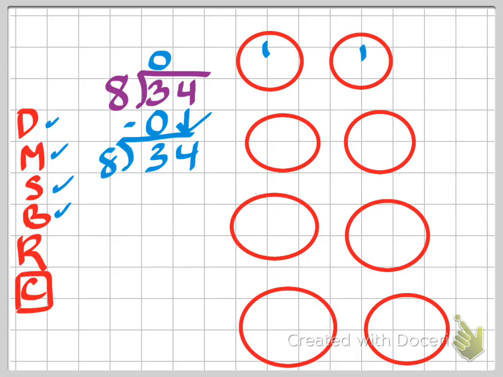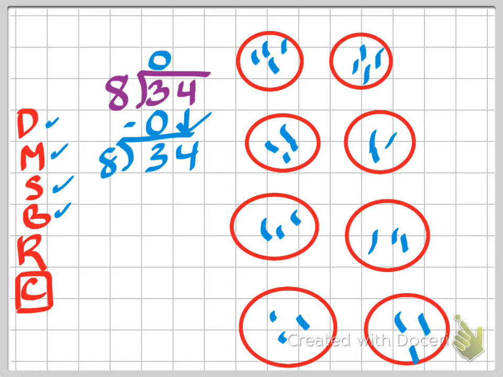So you have 1, 2, 3, 4, 5, 6, 7, 8, 9, 10, 11, 12, 13, 14, 15, 16, 17, 18, 19, 20, 21, 22, 23, 24, 25, 26, 27, 28, 29, 30, 31, 32, 33, 34.